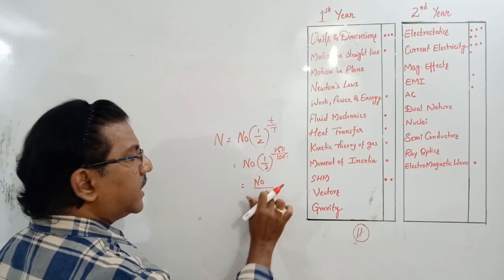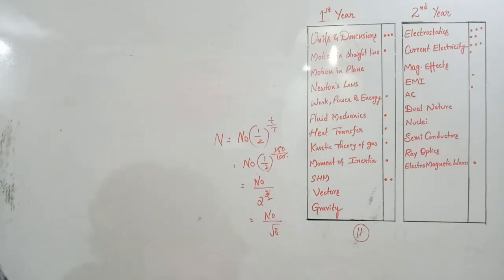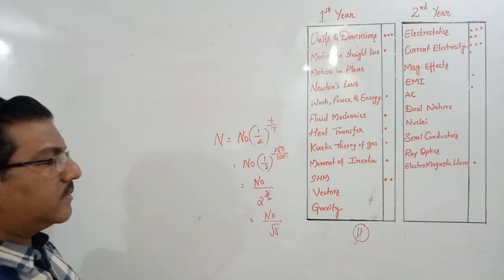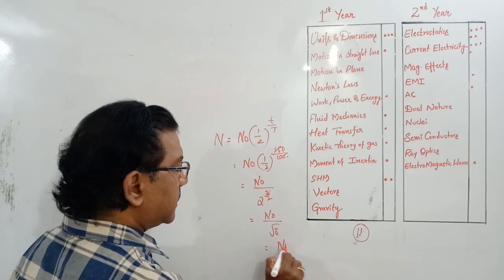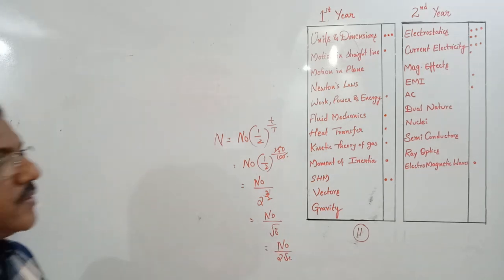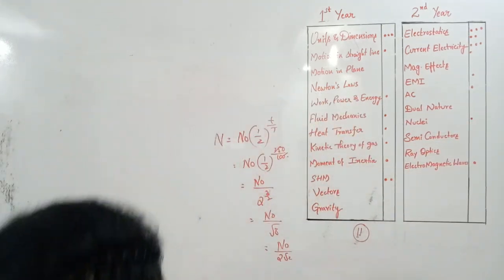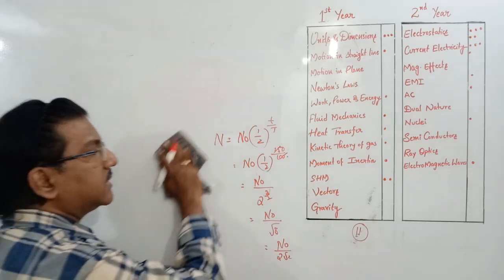N naught, what is it? 8 root 2. 2 to the power of 2 to the power of half. How much is it? 2 root 2. A direct question, direct formula from nuclei. See how many you will get from nuclei? Direct questions, how many will you get?